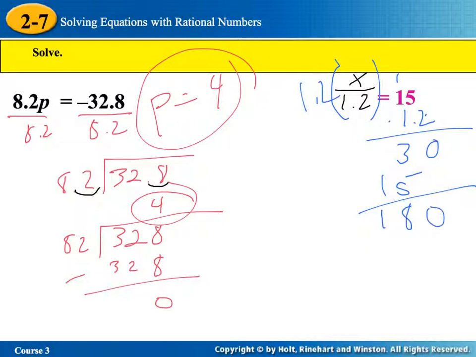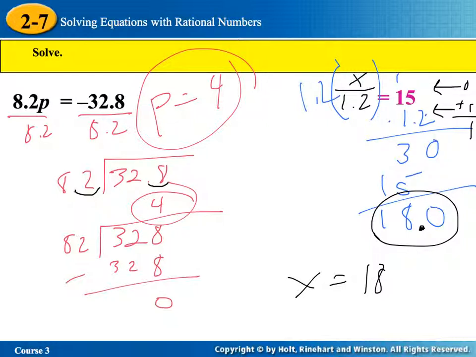Now, how many digits are behind the decimal point in the first number? 0. How many digits behind the decimal in the second number? 1. Add them together: 1. That means my answer has 1 digit behind the decimal. So my answer is x equals 18. And you can do 18 or 18.0. That's completely up to you. But again, inverse operations for all of these problems. So think about what's happening in the problem, solve, and get rid of it.